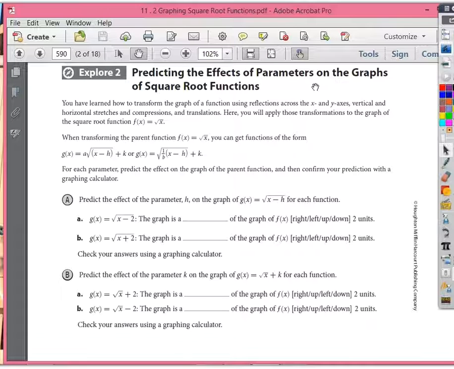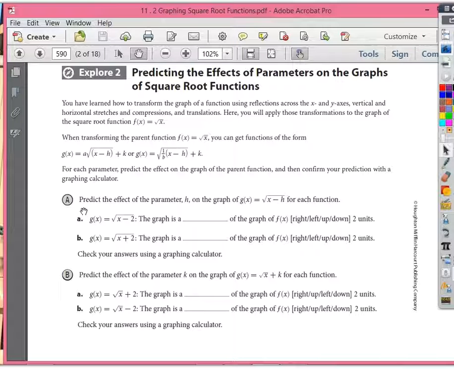Okay, so for the second part, what we want to do is be able to predict the effects of parameters on the graphs of square root functions. In other words, we want to understand how a graph is going to change based on some sort of type of transformation. You can read this introduction part. It's basically saying that we're going to look at how the transformations done here affect the graph of f of x equals the square root of x.